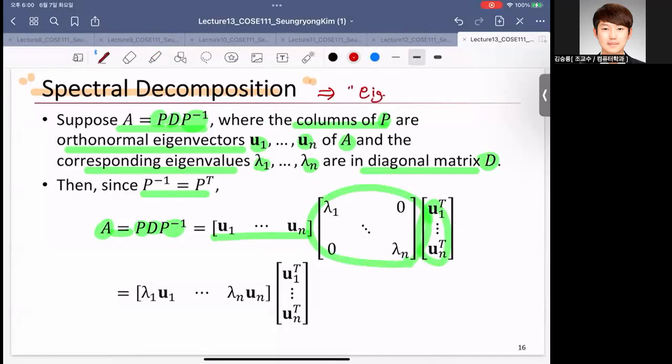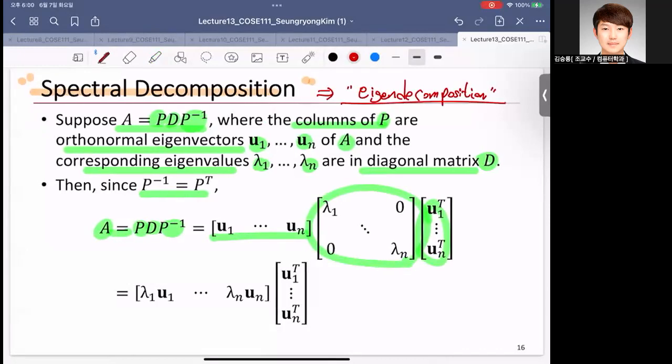Then this kind of factorization or decomposition is called spectral decomposition, or this factorization is called eigen decomposition. Again, if matrix A is symmetric, your eigen decomposition can factorize the original matrix A as P, D, P inverse. This is the spectral decomposition and eigen decomposition. So, eigen decomposition.